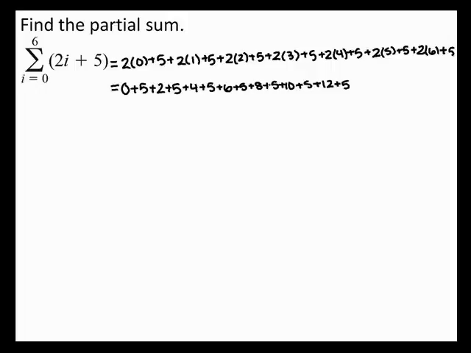Simplify 0 plus 5 plus 2 plus 5 plus 4 plus 5 plus 6 plus 5 plus 8 plus 5 plus 10 plus 5 plus 12 plus 5. We find that the sum from i equals 0 to i equals 6 of 2i plus 5 is 77.